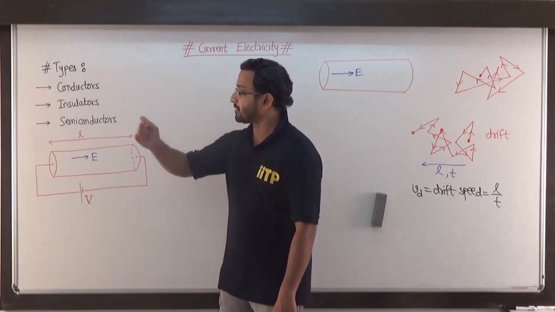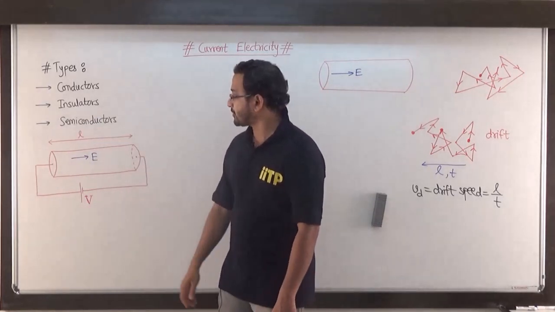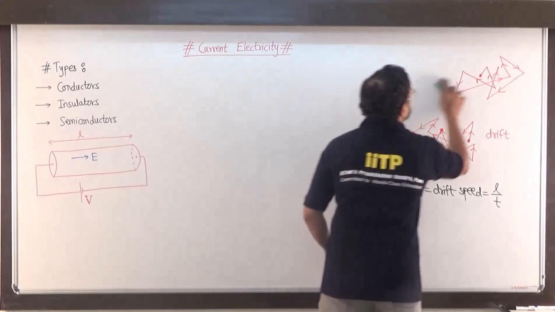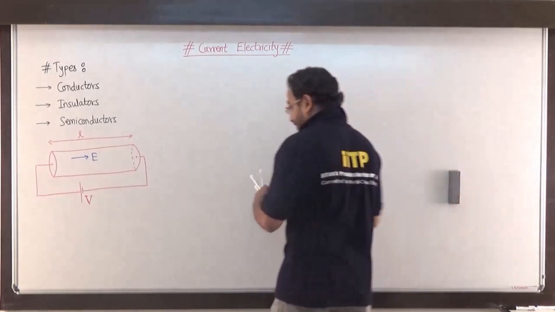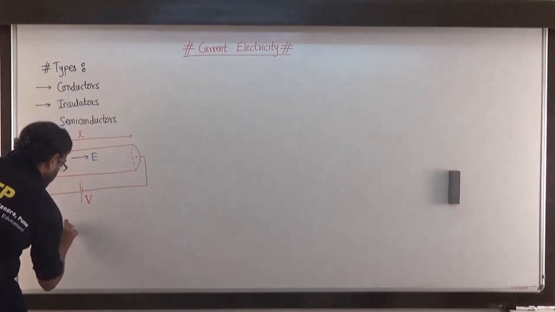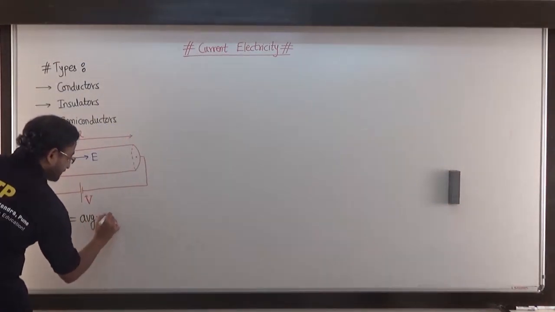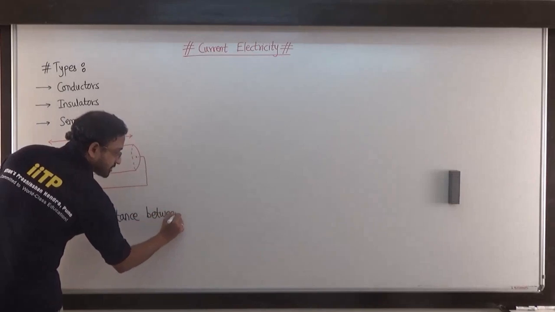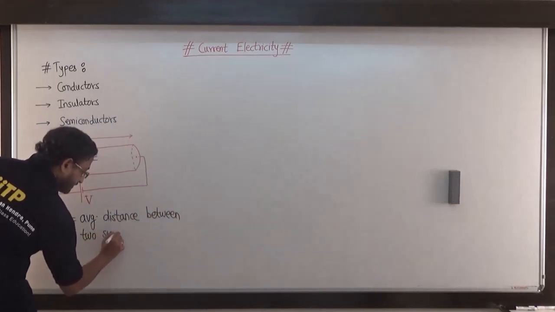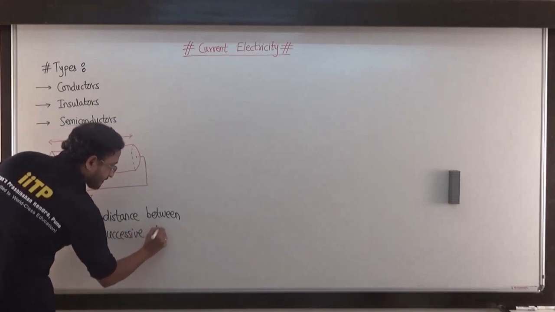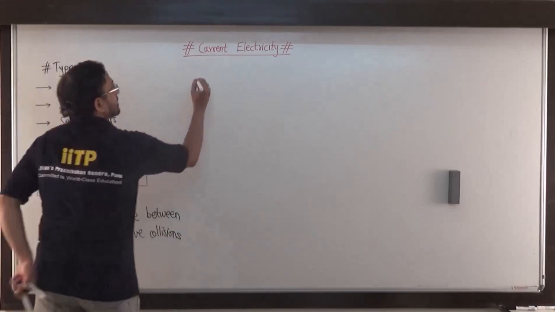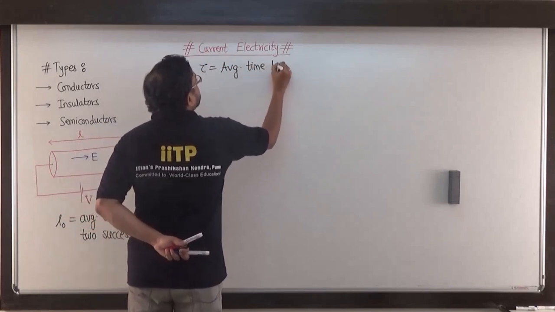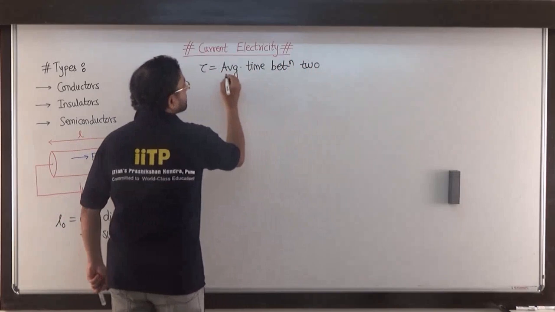As a result, now electrons will start drifting in that direction, and this is the discussion we are going to have. There are a few quantities we need to define though. The first quantity that we define is L0, where L0 is the average distance between two successive collisions, of course. And similarly, tau is the average time between two successive collisions of electrons.